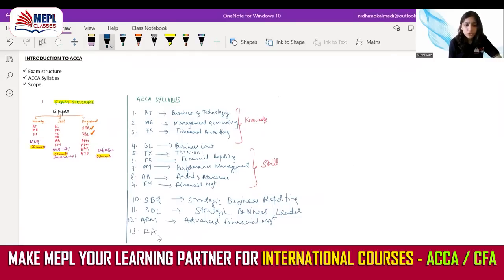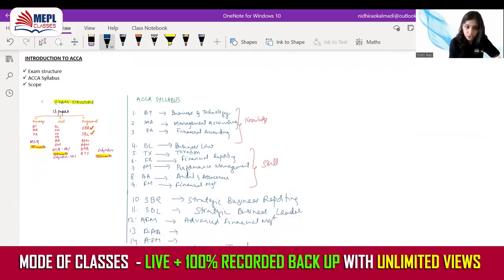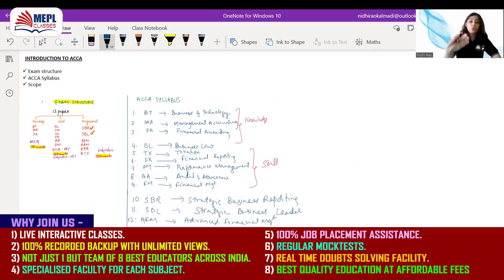Up next, we have AAA, and we also have APM, which is Advanced Performance Management, and Advanced Taxation. All of these papers that I'm mentioning in your professional level are just the next level of your skills level. The basics you will study in skills level, and then you will know whether your liking is in performance management or auditing or financial management. Based on that, you can choose your paper in your professional level.